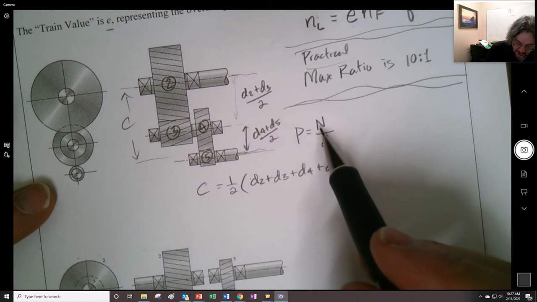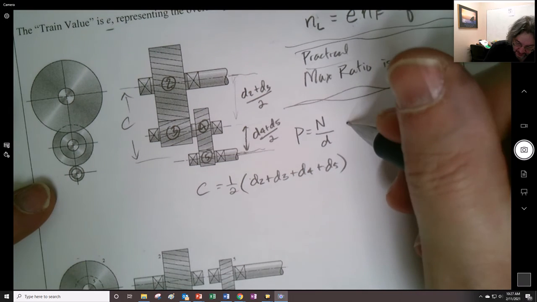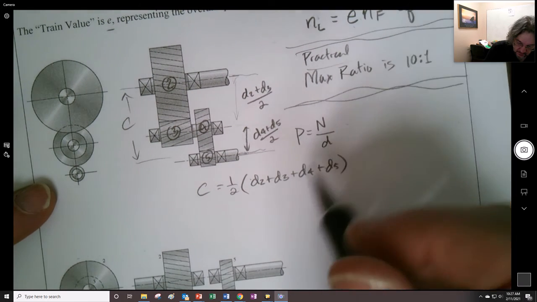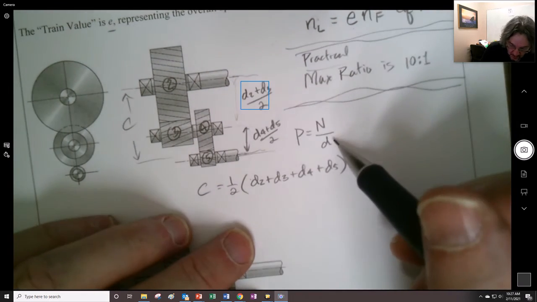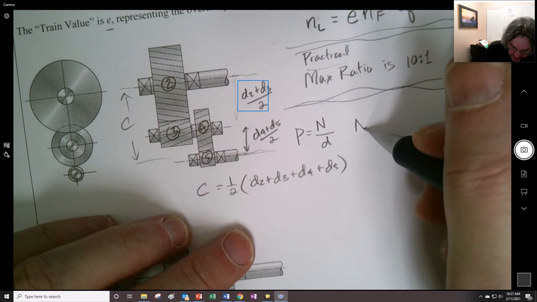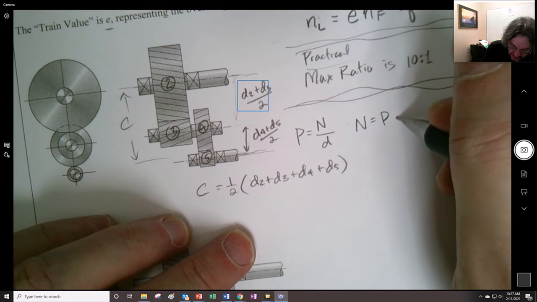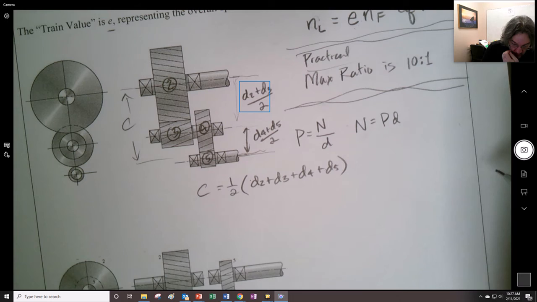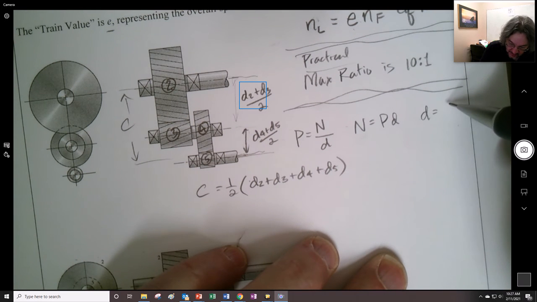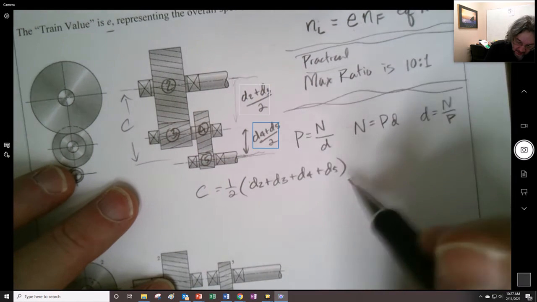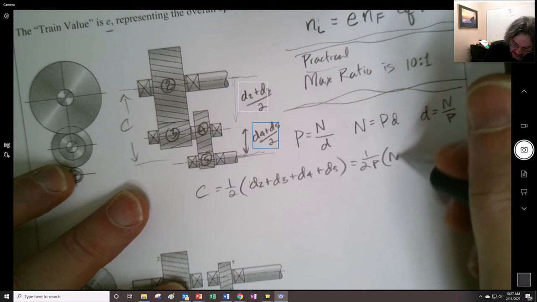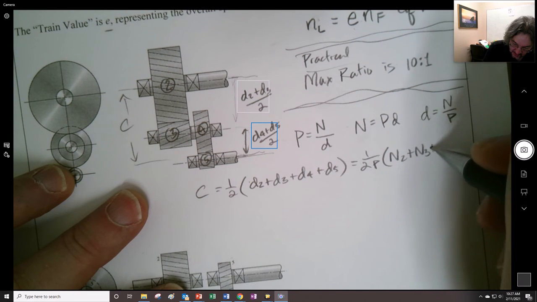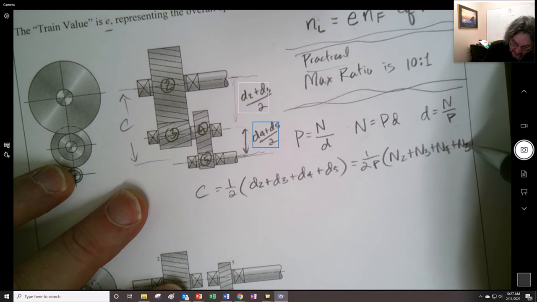But you could also see that all we need to do here is say that N is equal to PD, right? Or we could say that D was equal to N over P. So all we would have to do here then is say that 1 over 2P is going to be N2 plus N3 plus N4 plus N5, right?